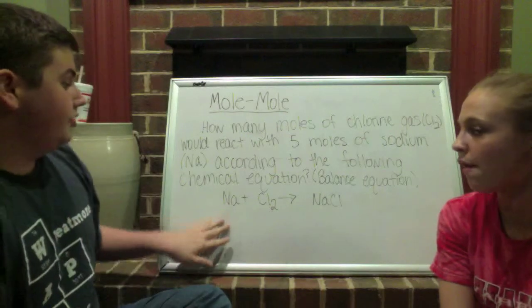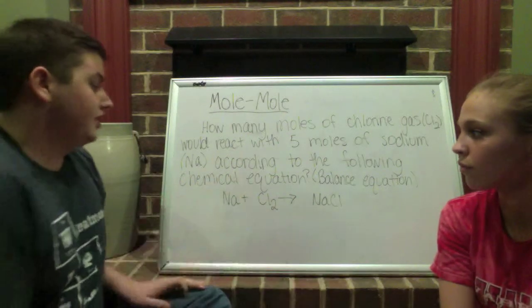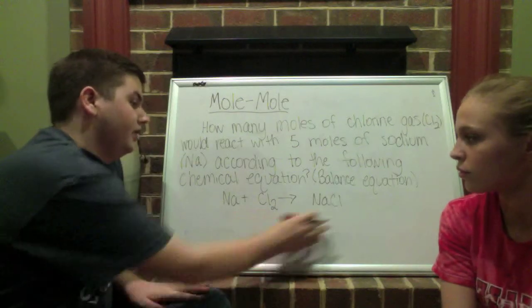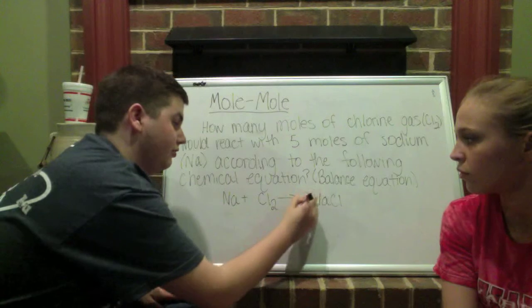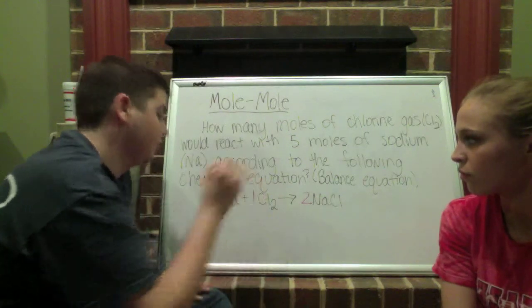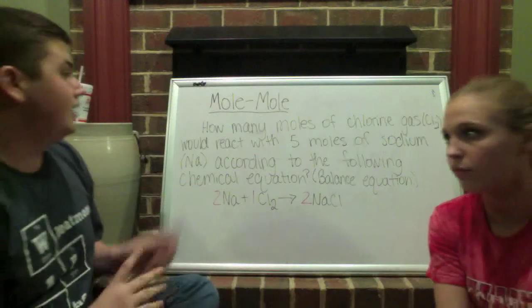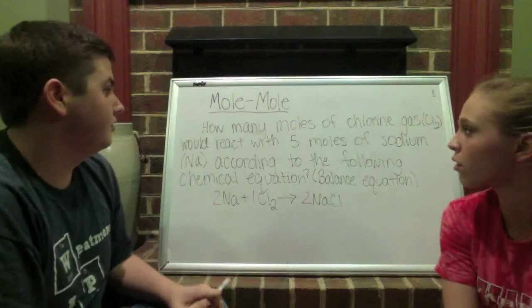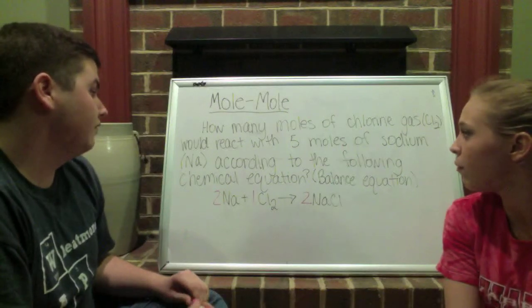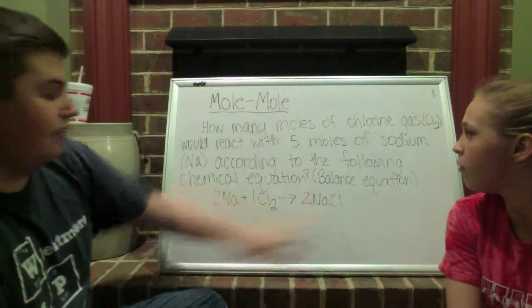So the first thing you need to do, regardless of what this problem says, is balance your chemical equation. So you have 2 chlorines over here and 1 over here, so you need to add a 2. And then you need to add a 2 right here to do the sodium. Alright, so now you read your problem. It says, how many moles of chlorine gas would react with 5 moles of sodium according to the following chemical equation? And we've balanced it.